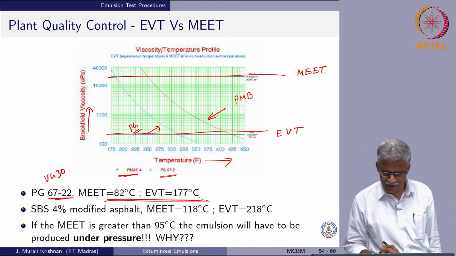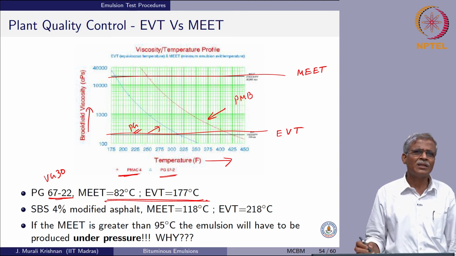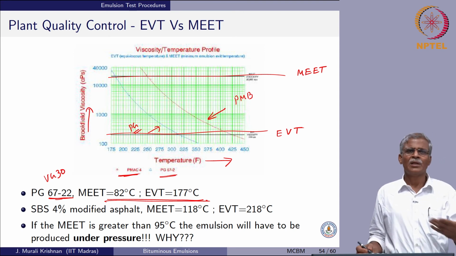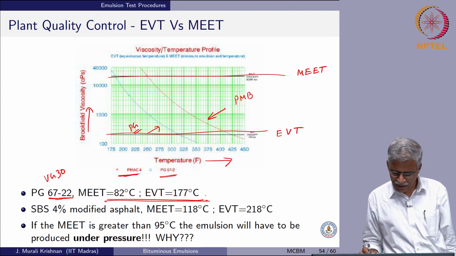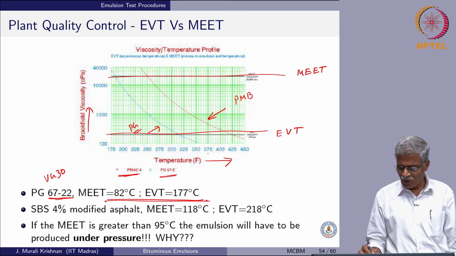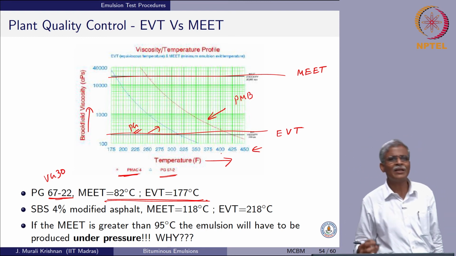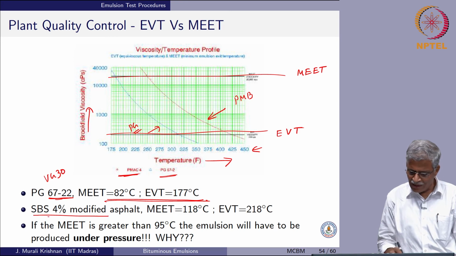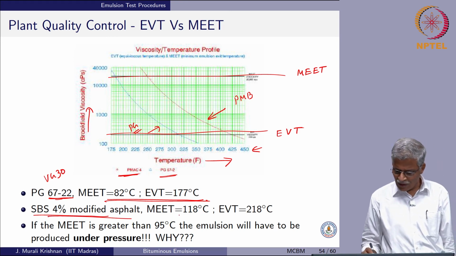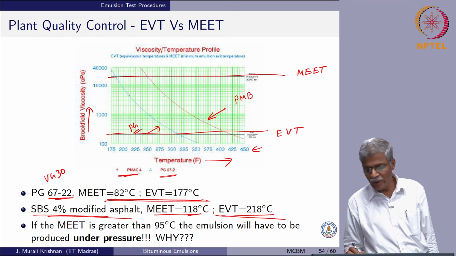So, this is what you are going to get, 177 degree centigrade. Okay. Now, that means this is the graph that you have got. So, how do we get this graph? You just try to measure the viscosity of it as a function of temperature. And in fact, since this is from a US report, it is written in Fahrenheit, so I just converted into centigrade and I have written here, and this is a 4% modified asphalt. The EET is 118 degrees centigrade and EVT is 218 degrees centigrade.